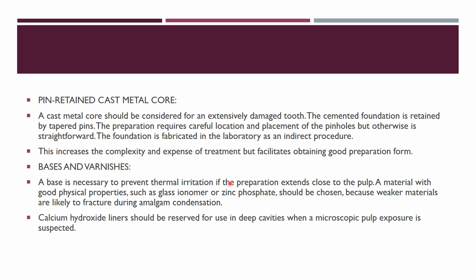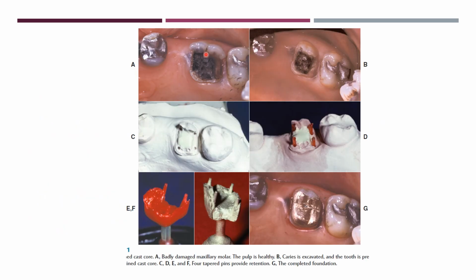Okay, coming to varnishes and bases. Sometimes these are important because they prevent thermal irritation if the preparation extends close to the pulp. A material with good physical properties such as glass ionomer or zinc phosphate could be chosen, right? Calcium hydroxide liner should be reserved for deep cavities, guys. Okay, right. Coming to pin retained.